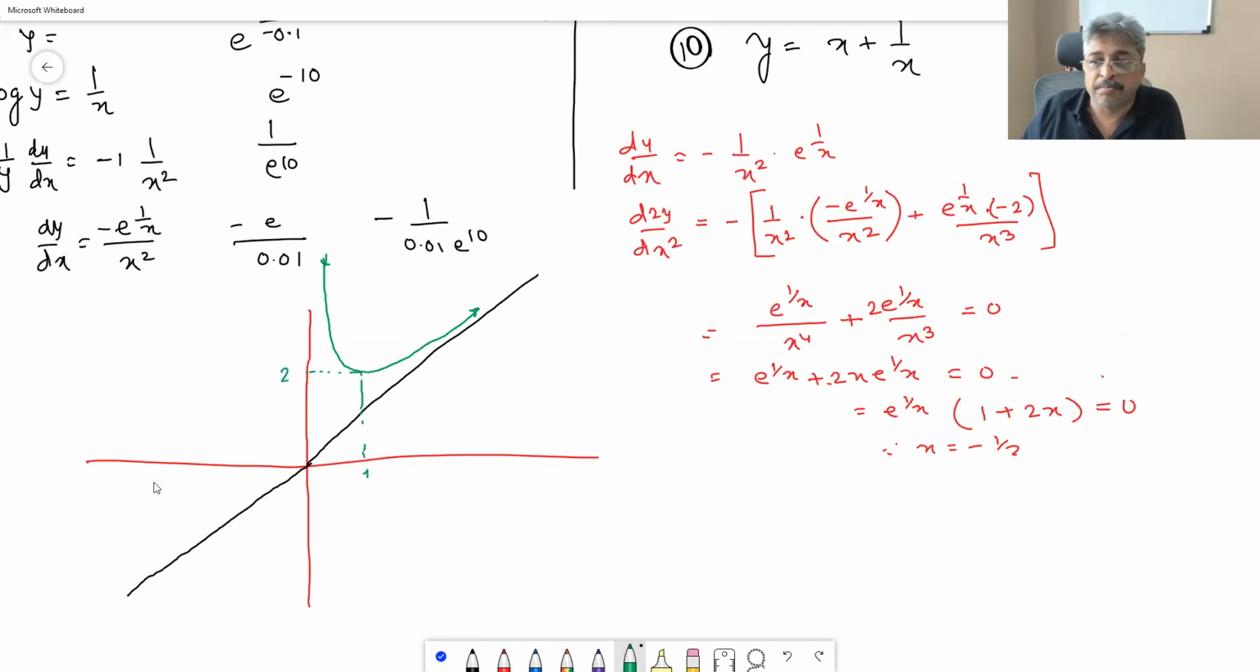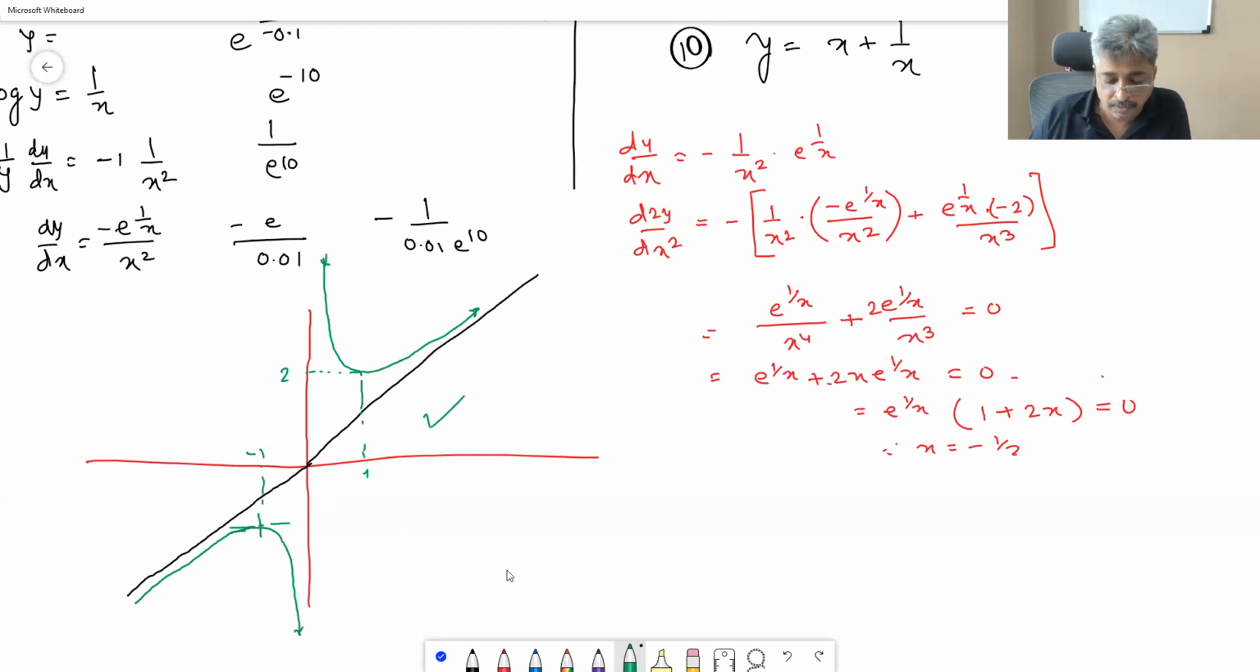When both are equal. And why should it not be symmetric with respect to origin? If we put x is equal to opposite of x, then y becomes opposite of y. Right? So it is symmetric with origin, and therefore it goes like this. So local minimum at x is equal to minus 1. Okay, so this is the graph.